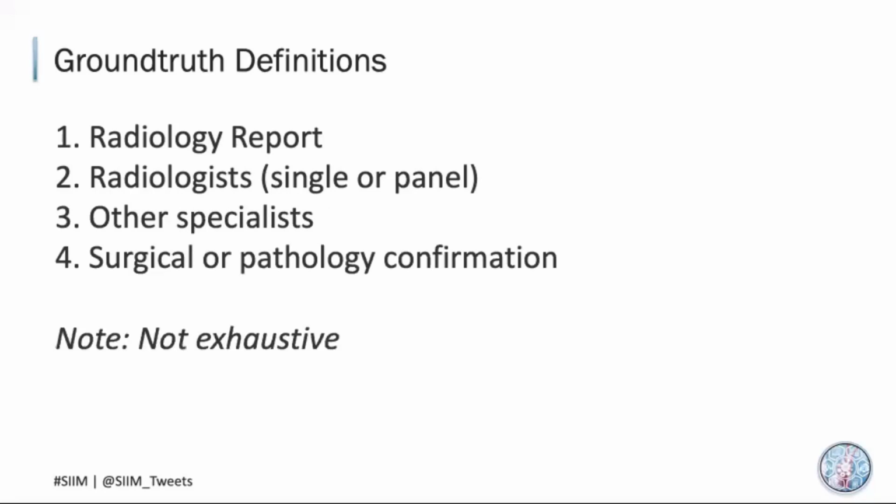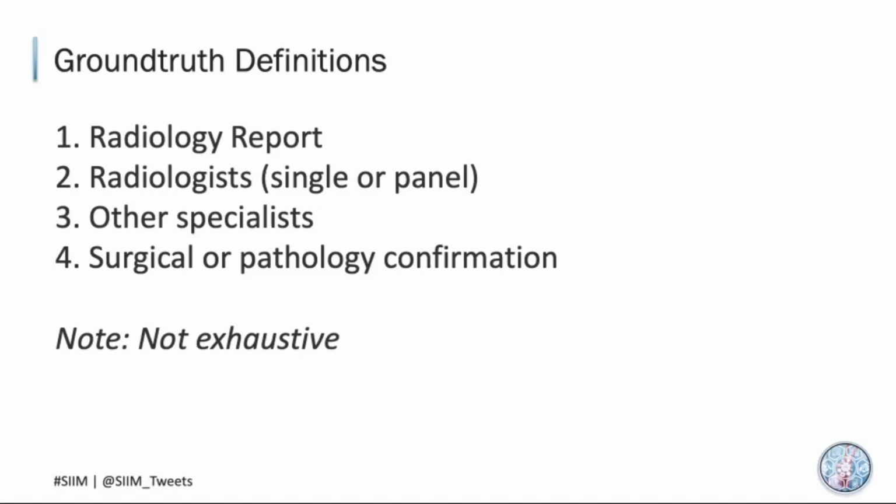I will note that this list is not exhaustive, and one can imagine multiple possible definitions of ground truth for one disease. For example, pneumonia on a chest X-ray could be defined by the radiology report, or by review of the images by a group of radiologists, or perhaps by correlation of the patient's clinical course to confirm if they indeed had pneumonia.